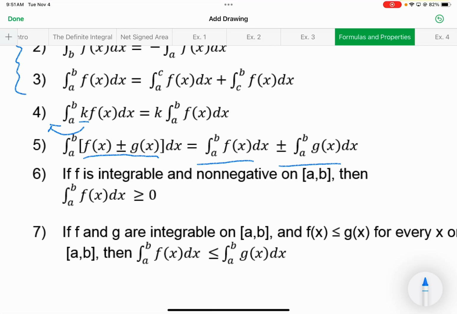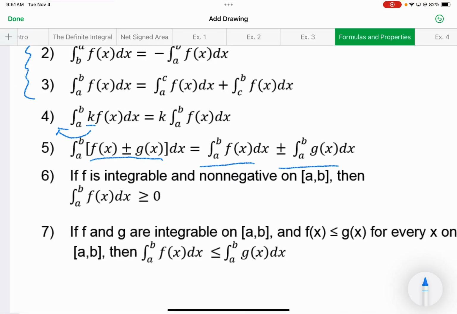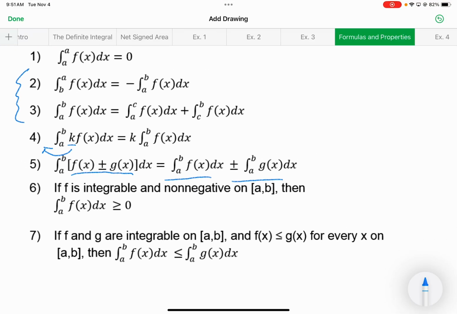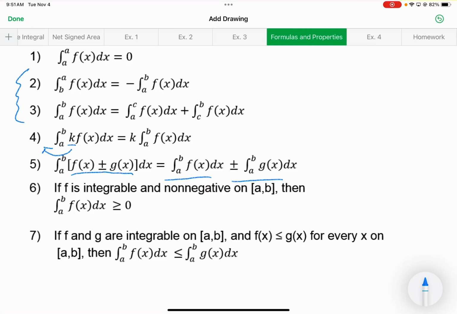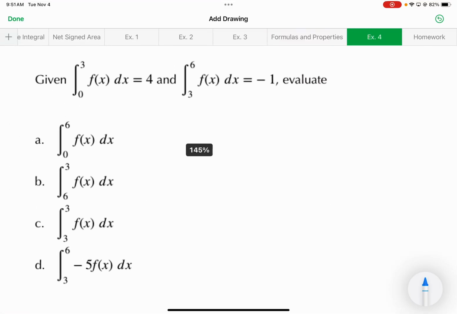Okay, the next one's pretty good. If your function is integrable and non-negative, and for it to be integrable it just needs to be continuous, then the integral from a to b of f of x dx is going to be positive. So you have a positive area if your function is always above the x-axis or touching the x-axis. And if you have two functions that are integrable and f is less than g, then the area under the curve from a to b of f is going to be less than the area under the curve from a to b of g. Okay, so these are properties of integrals that you guys can use to find some values pretty quickly. Let's do these here.